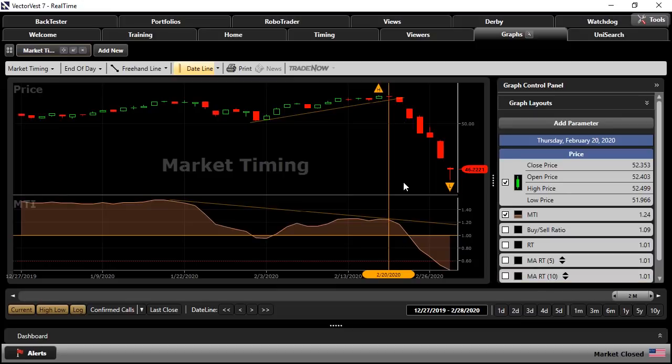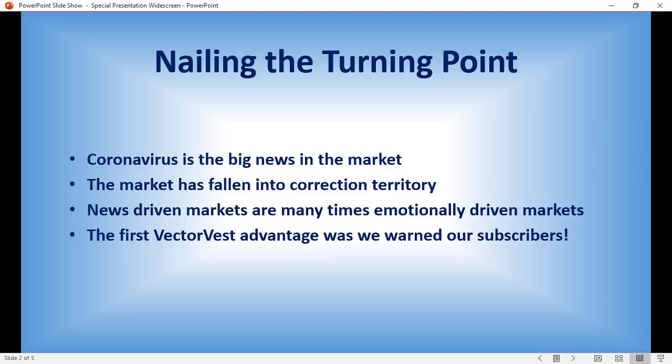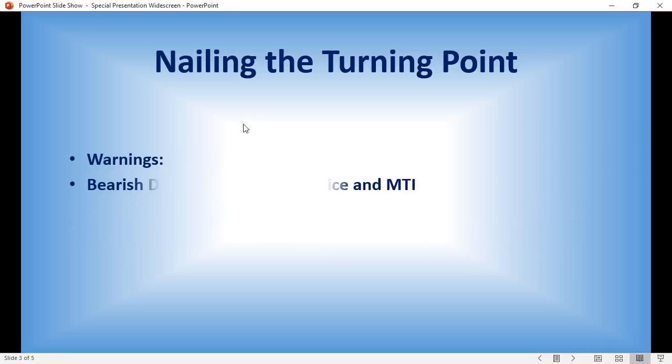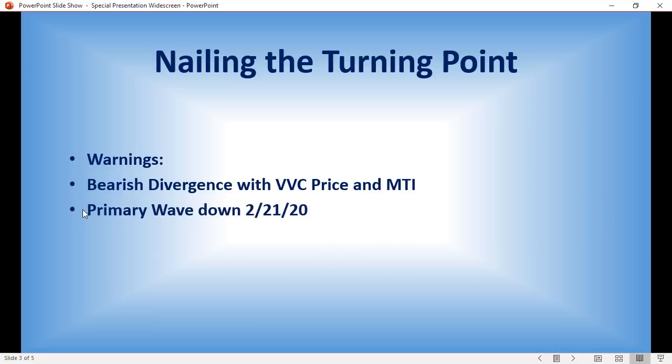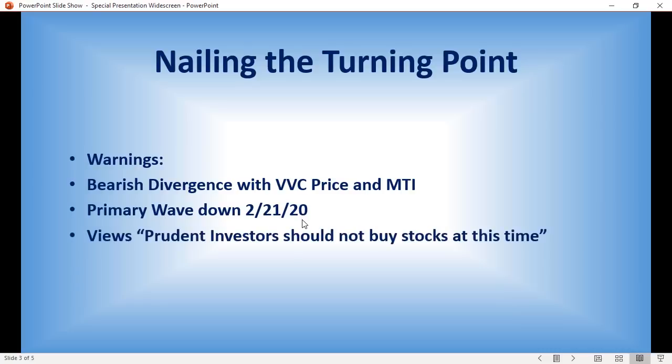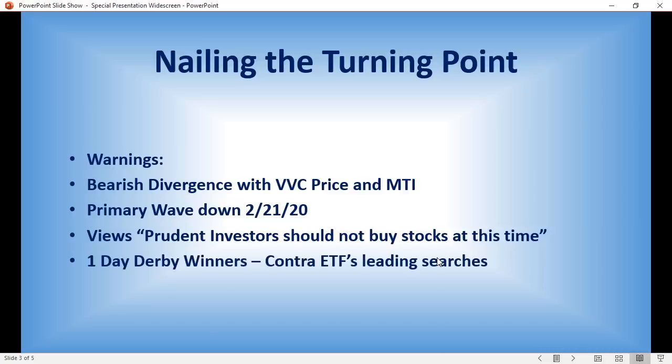All right, so those were the warning signs. Let's go back to my slides real quick so I can accentuate those. 1, the bearish divergence between the VectorVest composite price and the MTI. 2, the primary wave went down on 221. 3, the view said prudent investors should not buy stocks at this time. 4, the one-day Derby winners were country ETFs. And folks, the uptrend was broken, connecting the lows on the VectorVest composite on 221. So folks, the advantage of being a VectorVest subscriber is to get this information that you won't find anywhere else.